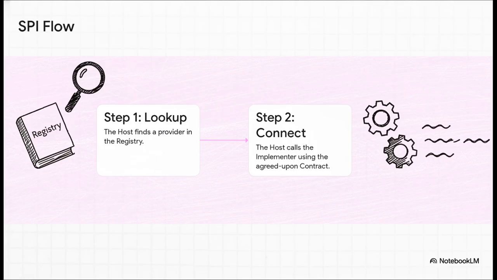First, your service, the host, looks up the provider it needs in the registry. It's like you digging through your adapter kit. Then, once it finds the right one, it just connects to the implementer using the rules from the contract. You plug it into the wall, and that's it. The best part is your service never has to know any of the nitty-gritty details about the provider it's talking to.